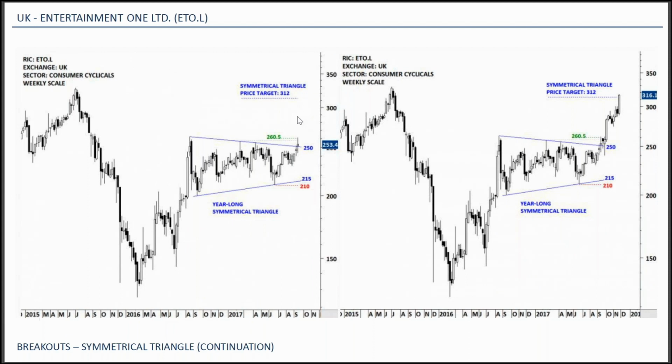A stock from UK, Entertainment One, you can see that while looking at symmetrical triangles, still we want to see several tests of chart pattern boundary, and then the breakout is coming, and we reached the chart pattern price target. The longer the duration of the chart pattern, the better it is.